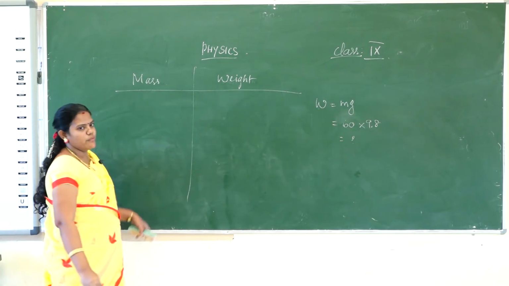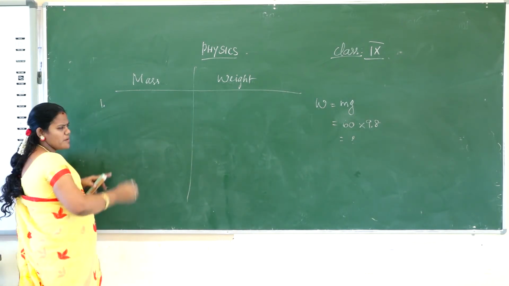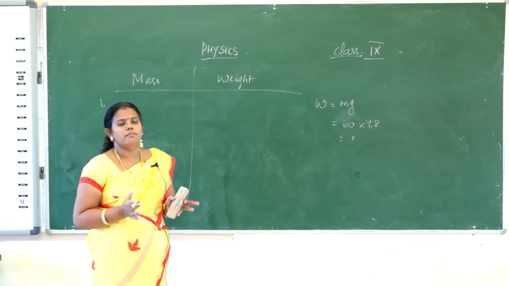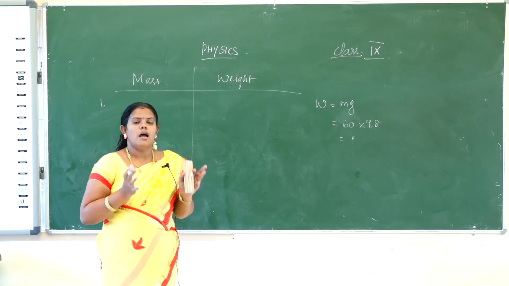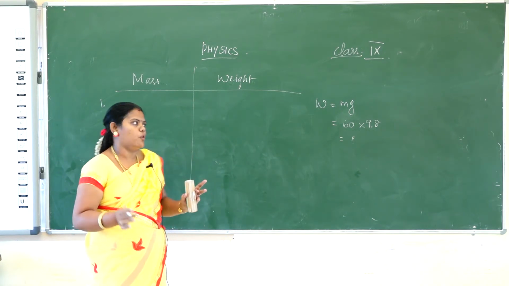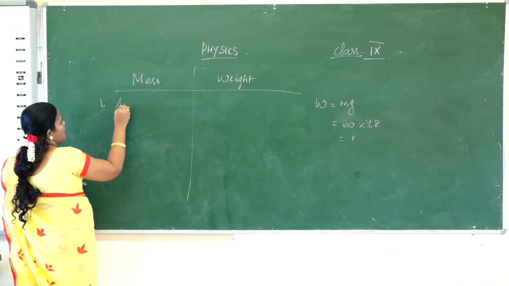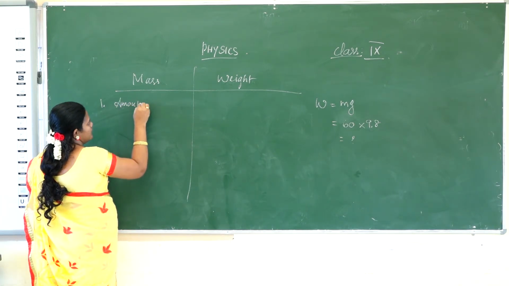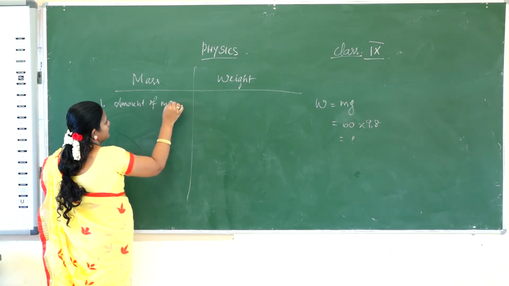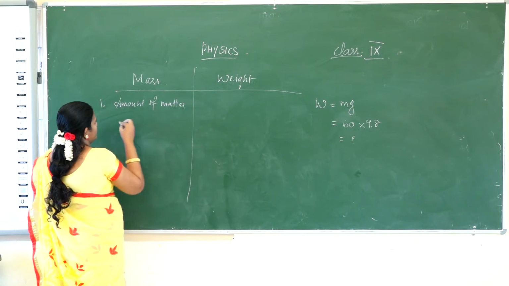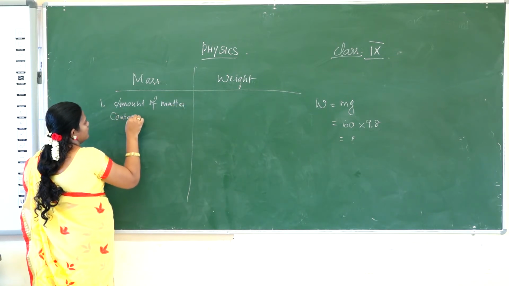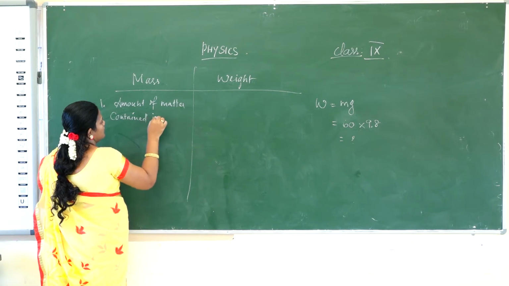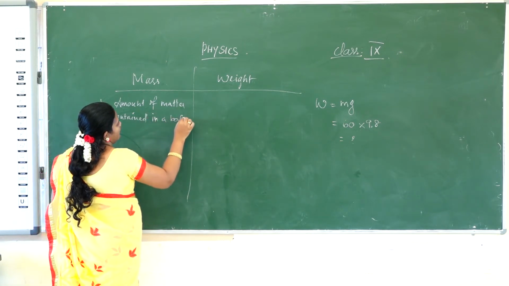Difference between mass and weight. First one, what is mass? Amount of matter contained in a body is called mass.